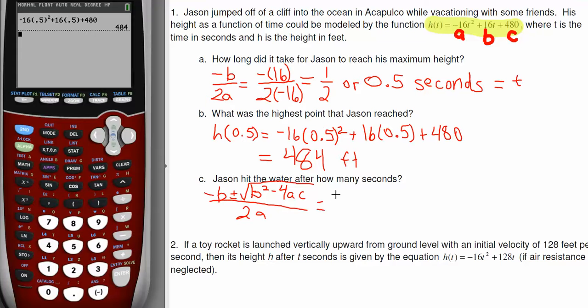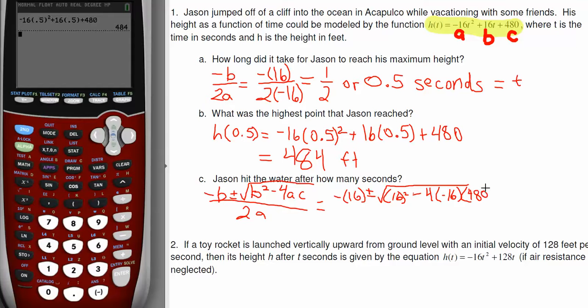So when we do our substitution, we're going to have the negative of 16 plus or minus the square root of 16 squared minus 4 times a is negative 16 again, C is 480, all over 2 times negative 16.